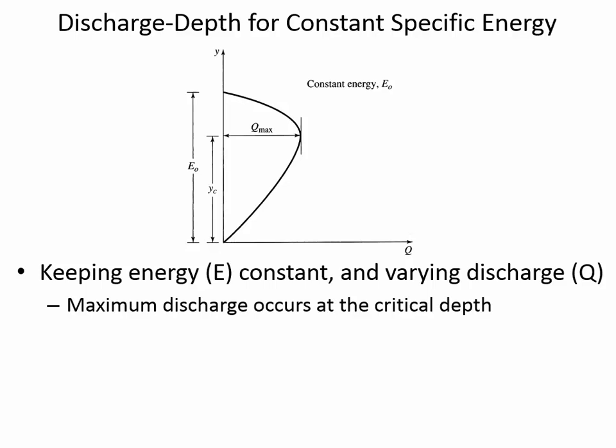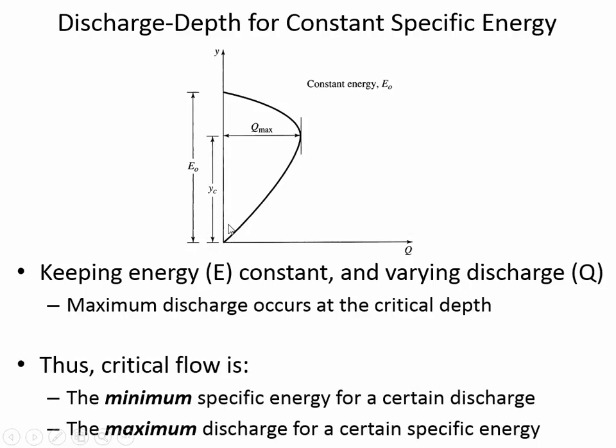Critical depth is associated with the maximum flow rate you can get for a certain specific energy. So of all these different flow rate possibilities, here on the horizontal axis we've got Q, which is flow rate. There are lots of different possible flow rates for a certain specific energy. But the maximum flow rate corresponds to the critical depth. And so critical conditions are something very special.